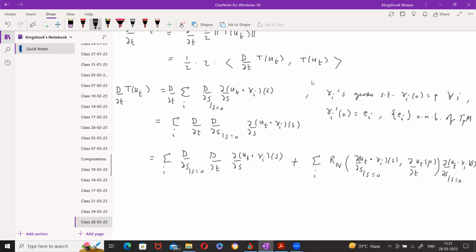Now in the first term, this d del t and del del s, by the property of parametrized surfaces coming from the symmetry of the connection, I can interchange. That brings me what I want, which is my space derivatives in front. So d del s at s equal to 0 of d del s and then del del t.